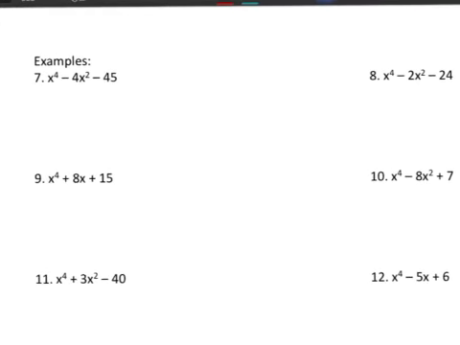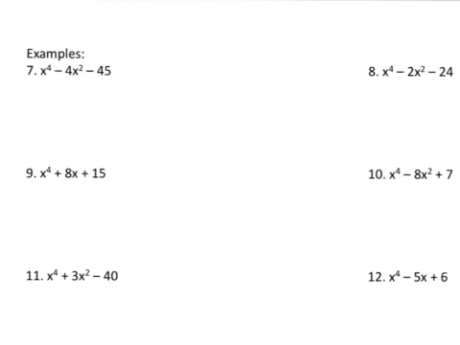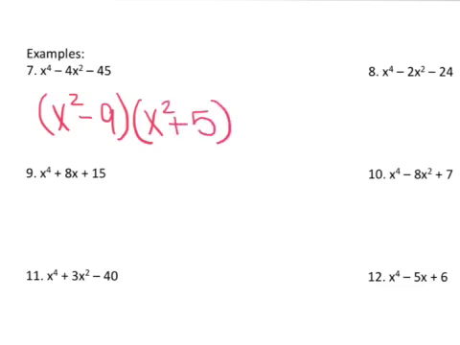Okay, so what do you guys think for number 7? We've got x to the 4th minus 4x squared minus 45. So we need factors of 45 to give us negative 4. Julius? X squared, where are we going from minus 4? So minus 9. Right. Times x squared plus 5. Good. It's just like factoring regular trinomials, except this time you have x squared in your set of binomials.